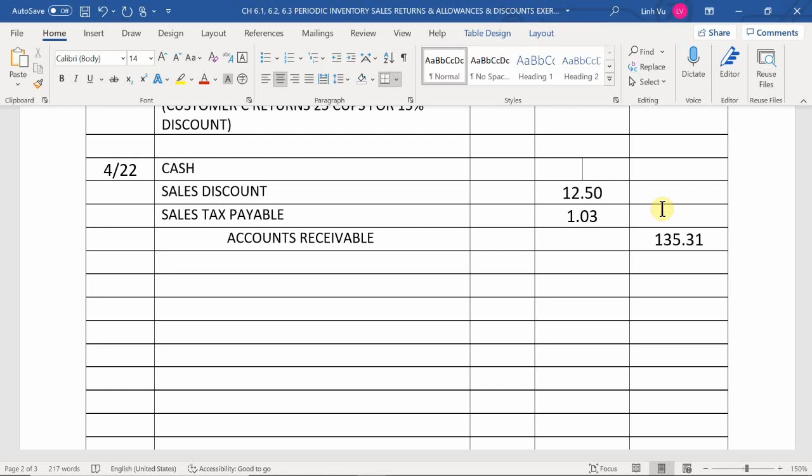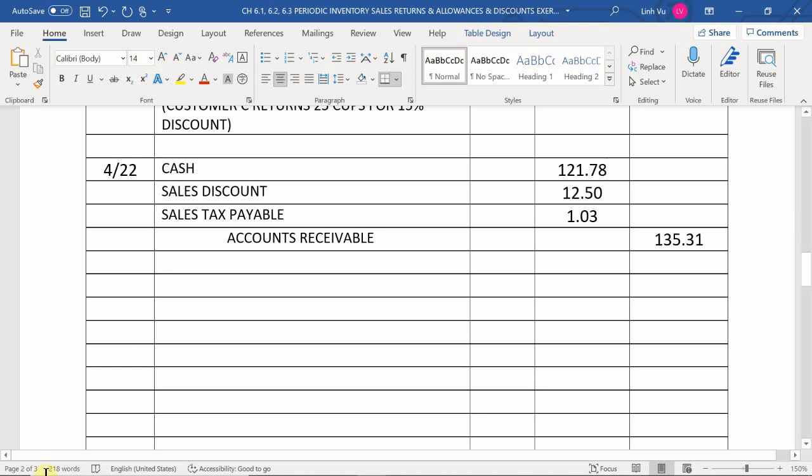So 135.31. We're going to refund for the discount, so that's $12.50. And we're also going to return the tax because we originally charged the tax. So how much should I? 121.78. Good. And if you did your whole journal, this column of your debits should match your total credits.